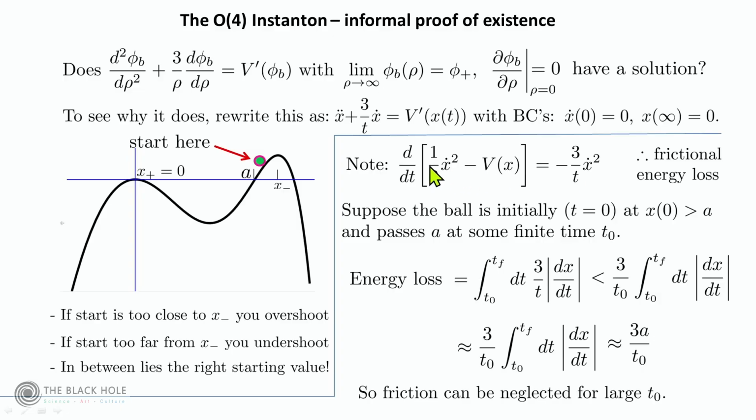Okay, so this over here is the energy, and the rate of change of this is equal to this. So this over here is the rate of change of energy. The energy will actually be 3 over t times dx by dt.